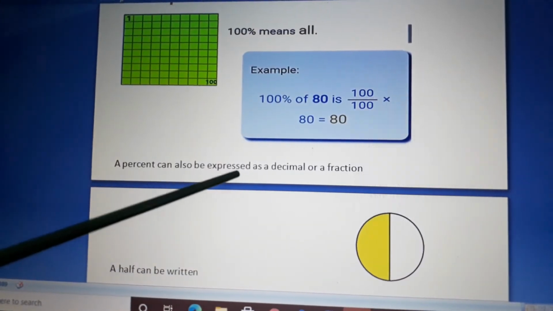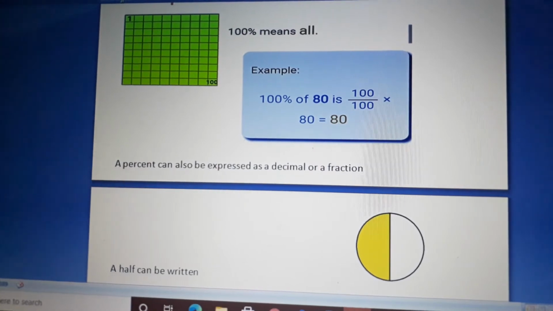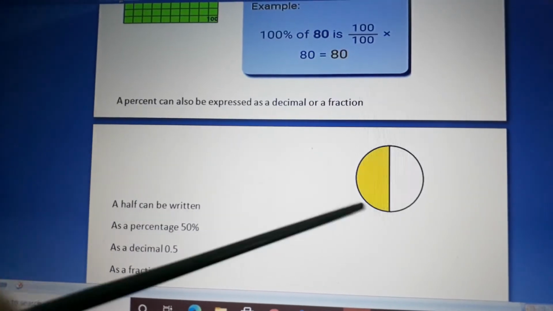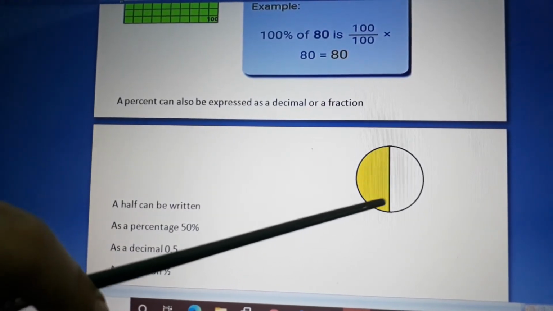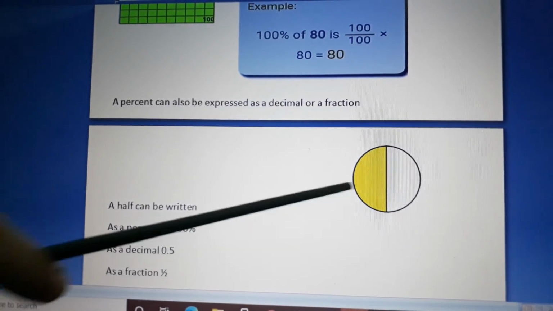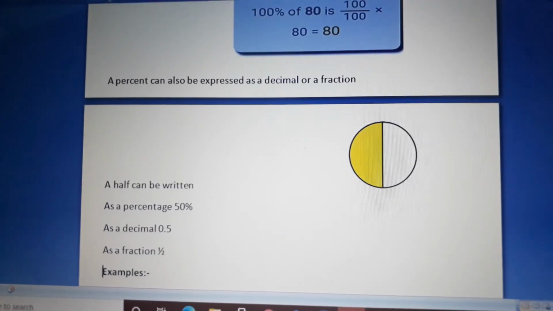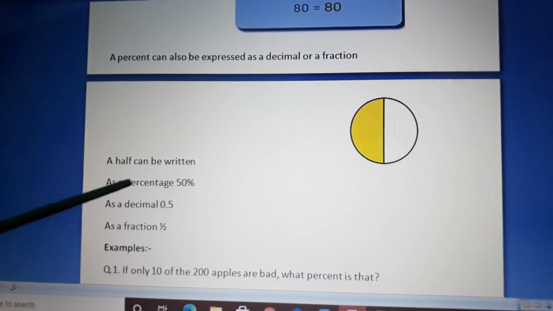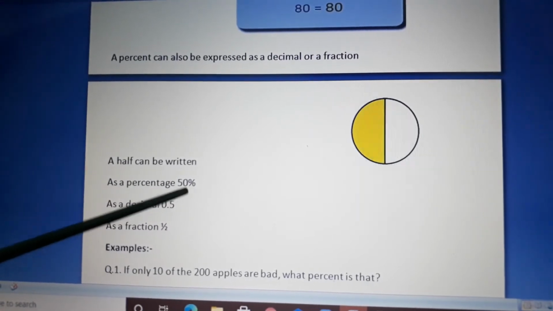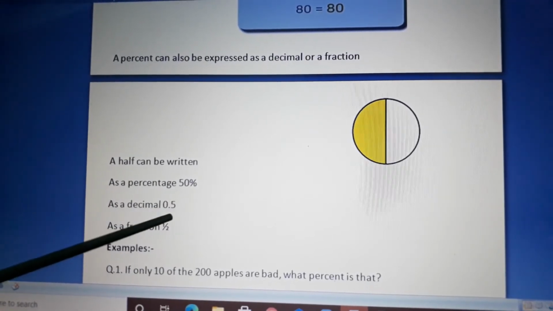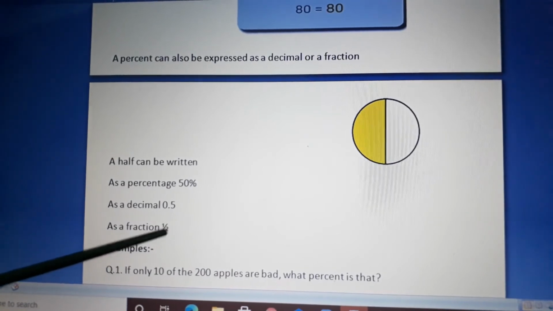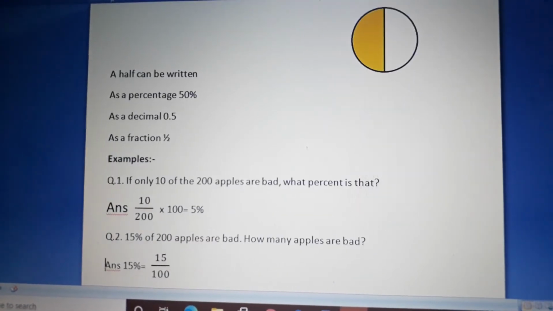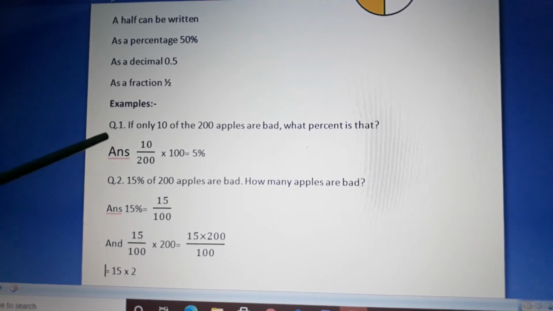A percent can also be expressed as a decimal or a fraction. Now here you can see this circle is divided into 2 halves and 1 half is shaded. So a half can be written as a percentage 50%, as a decimal 0.5 and as a fraction 1 upon 2. Now let me explain you with the help of examples.